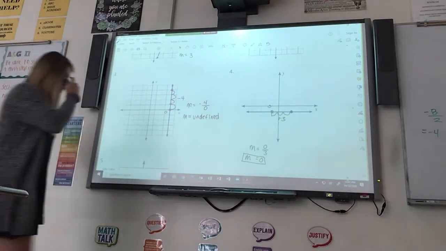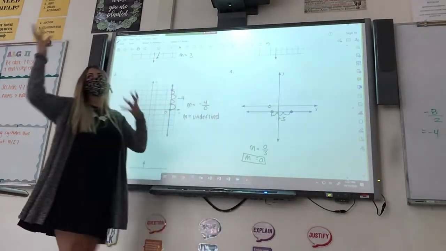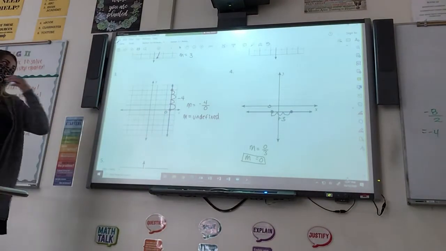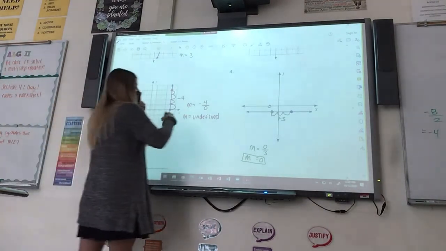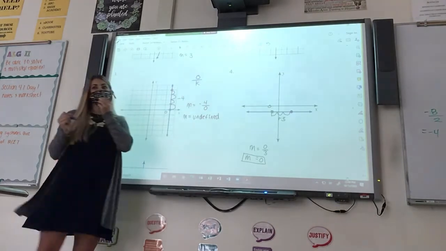So this is what I would tell my freshmen and my juniors. It helps them remember which one is which, which one's 0, which one's undefined. So if you have 0 in the numerator, that's okay.